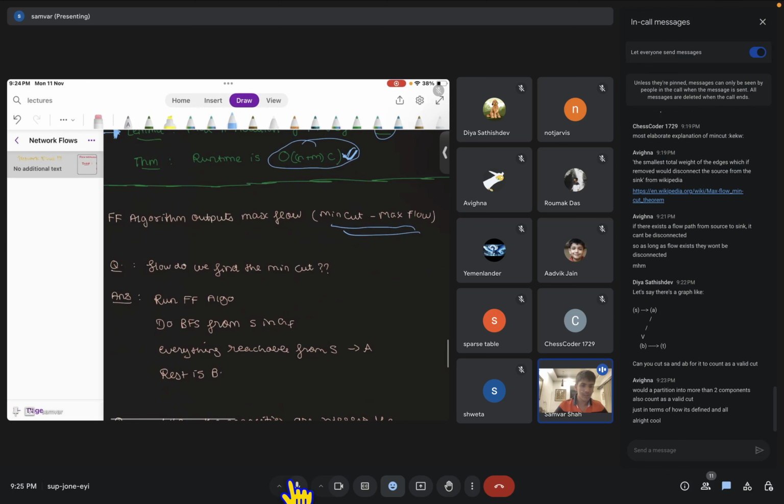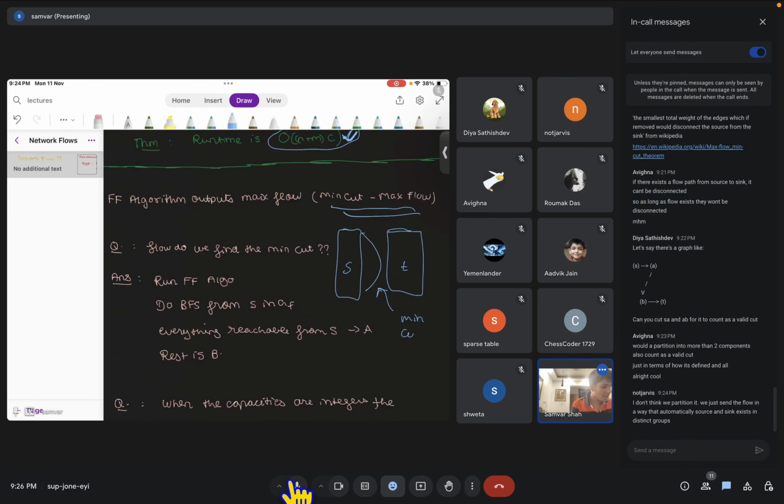But if the source and sink are in distinct groups, you have a partition, right? You have some cut like this, such that all the vertices here and all the vertices here are distinct. This has S, this has T, this is your min cut. And the flow from S to T here is your max flow. That's what the min cut max flow theorem states.